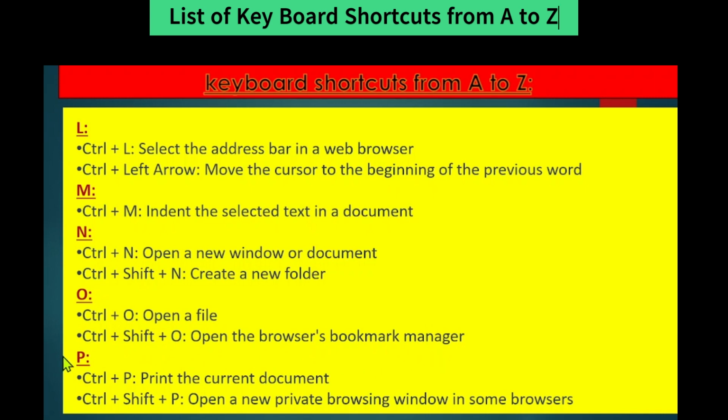P. Control plus P, print the current document. Control plus Shift plus P, open a new private browsing window in some browsers.